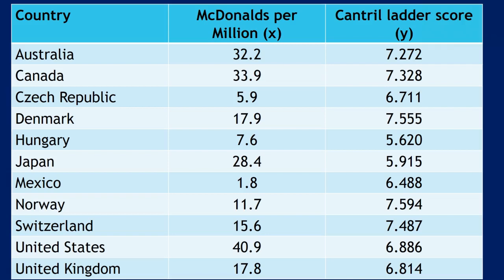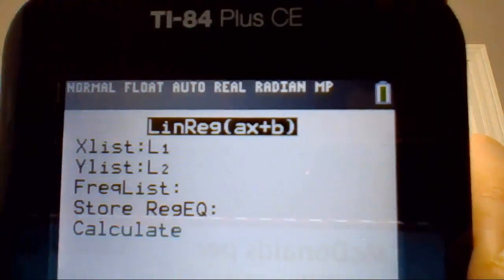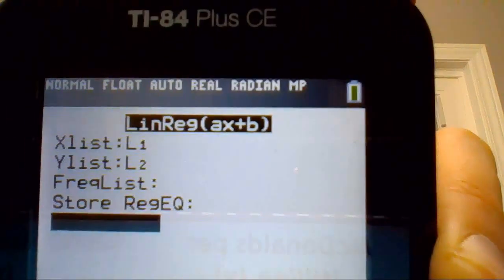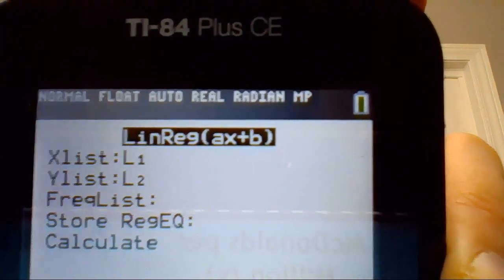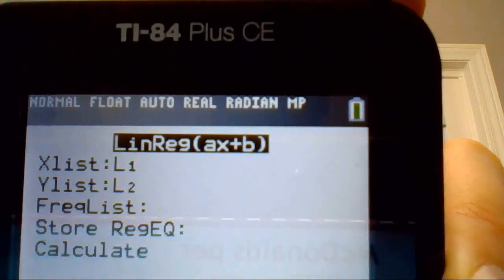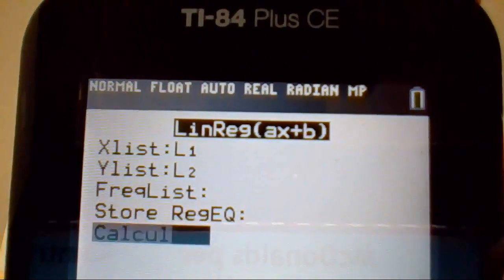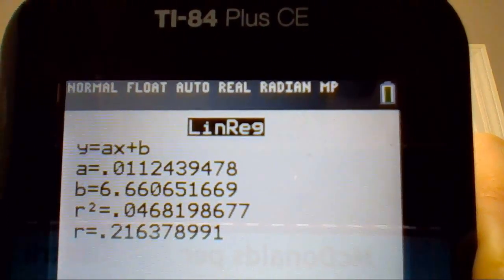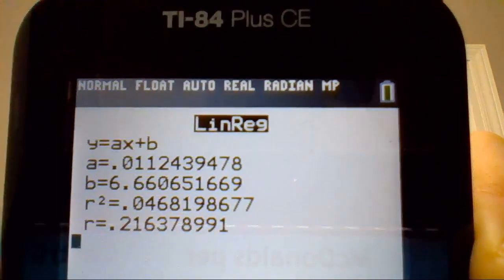Now there's also the other mode on your calculator, which is basically with the stats wizard turned on. If you go into your linear regression, you'll see an X list, a Y list, a frequency list, and it says store regression equation. So if you have the stats wizard on, then it's going to look like this. You're going to put in L1 for your X list, L2 for your Y list, leave the frequency list blank, and then hit calculate. When you do that, sure enough, you get the exact same display. So either way you do this, the display is going to be the exact same.